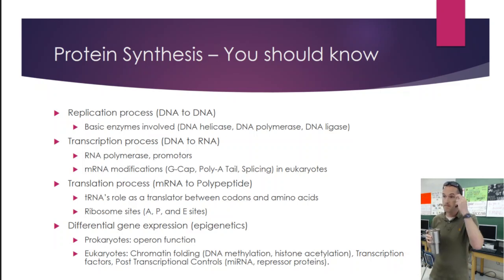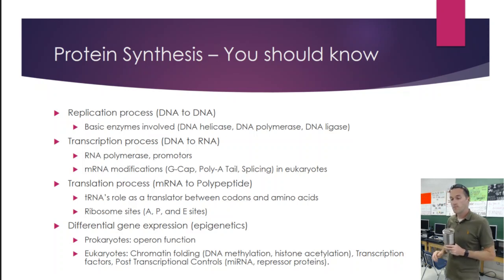Yeah, Chad. What does the A, P, and E site mean? A, amino acid. So amino acids enter. P, polypeptide is held. That's where the growing polypeptide is held. E site is where the tRNA exits after it's deposited its amino acid in the P site. Okay?